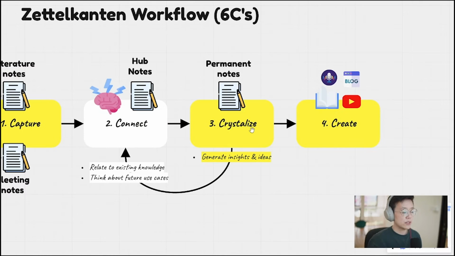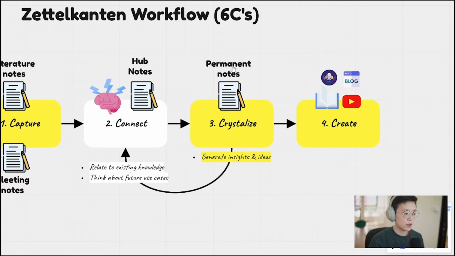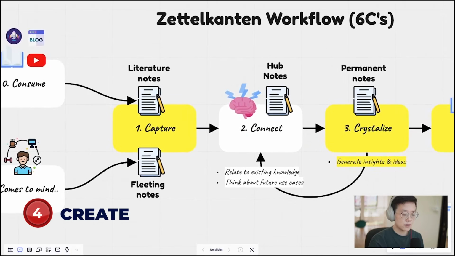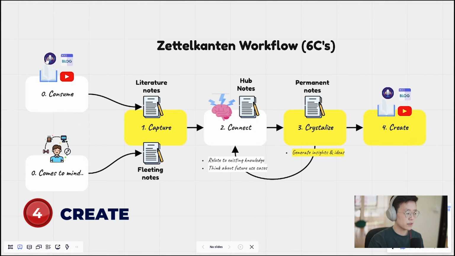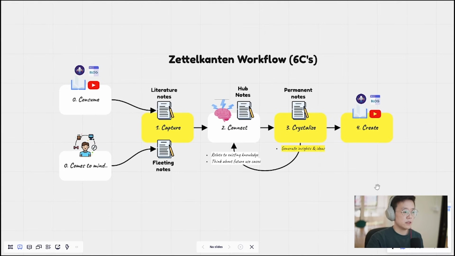So now you capture a lot of things and you connect, you have insights, and crystallize is the process of distilling the idea and putting it down on paper. So you're gonna put it down on permanent notes. And last but not least is to create. As you can see, it's gonna come in full circle because you consume external information, and once the information goes through your factory, you're gonna output that information into the world. So that's pretty much the workflow of how you can develop your own Zettelkasten.